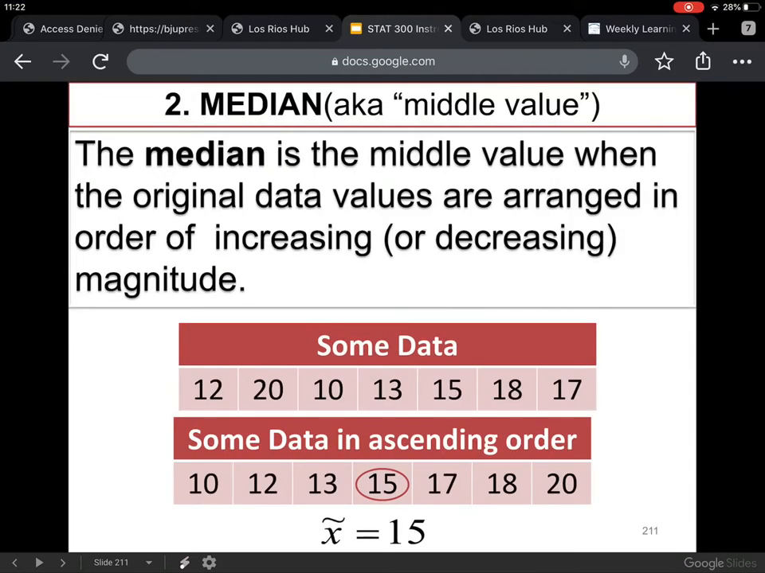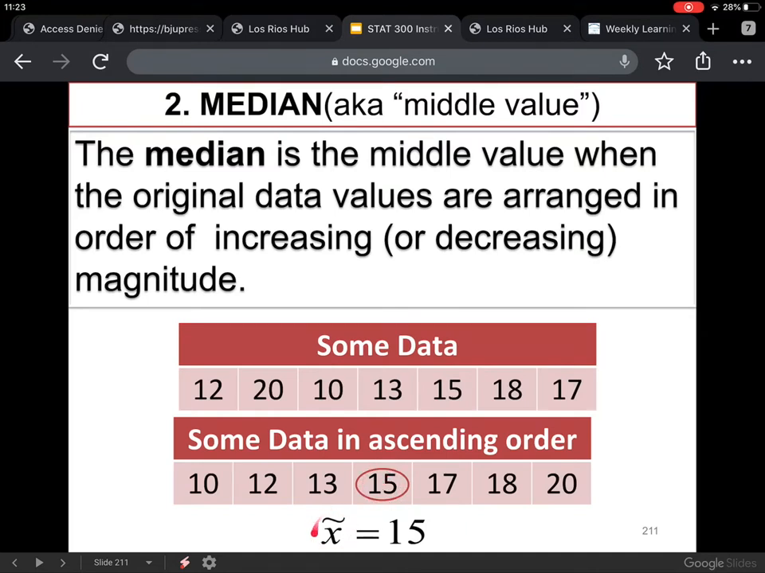The next one is the median. That's the middle value. So if you take your data and write it in ascending or descending values, then the one in the middle will be the median. So here we have some data. It's the same data. Now we rewrote that data in least to greatest, and the middle value ended up being 15. So that is our median. There's an odd number of values here, and so we have only one value for the median.